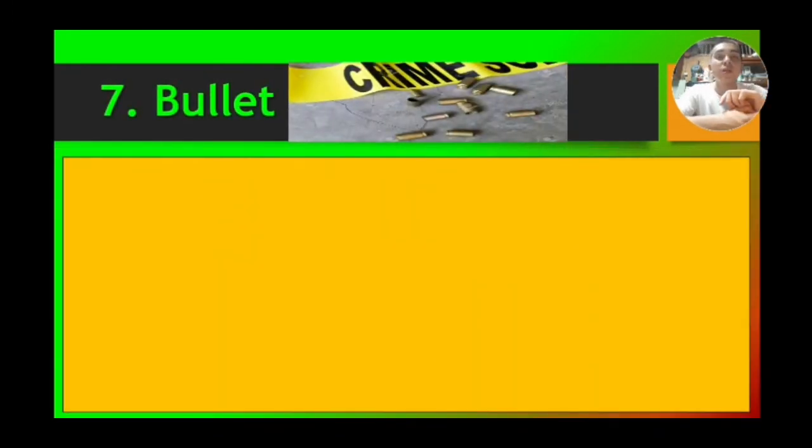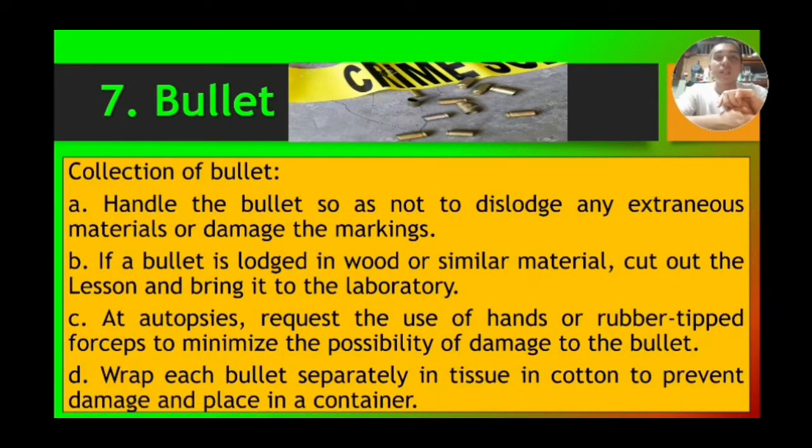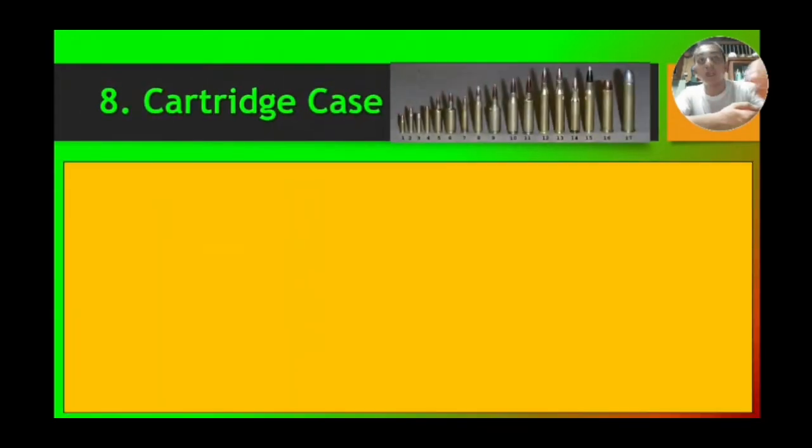Bullet. Bullet can usually be found if it is misfired. Collection of bullet. A. Handle the bullet so as not to dislodge any extraneous materials or damage the markings. B. If a bullet is lodged in wood or similar material, cut out the lesion and bring it to the laboratory. C. At autopsy, request the use of hands or rubber-tip forceps to minimize the possibility of damage to the bullet. D. Wrap each bullet separately in tissue and cotton to prevent damage and place in a container.